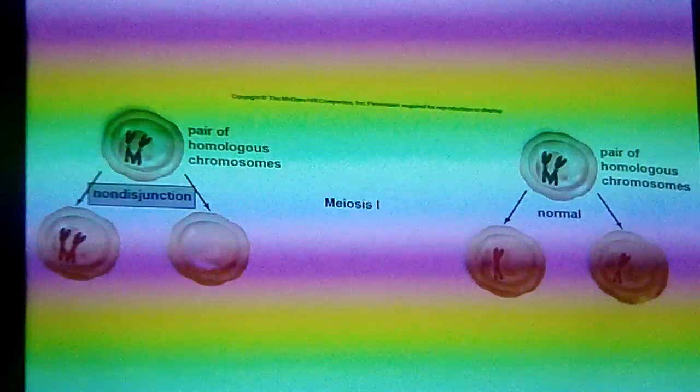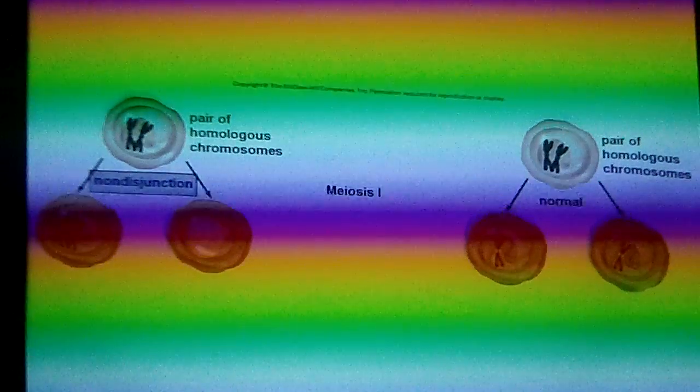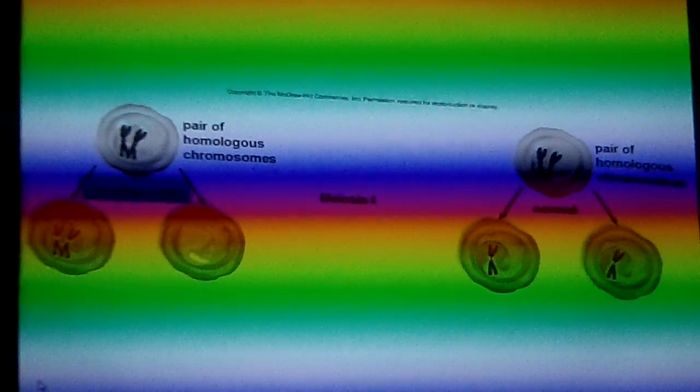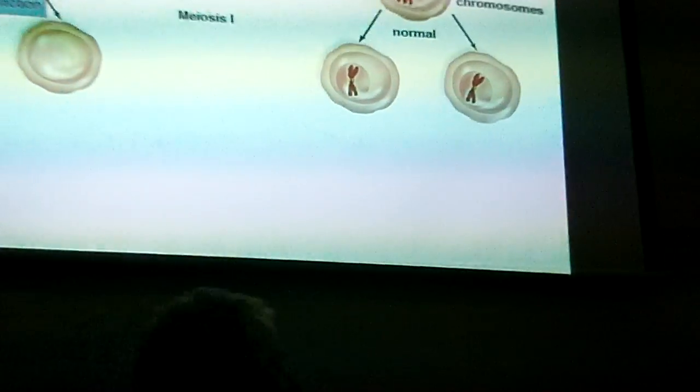Okay, let's talk about some problems that can happen. Some mutations that can happen and lead to problems. One mutation is called a non-disjunction. Let me turn the light on for this so we can see it pretty well.